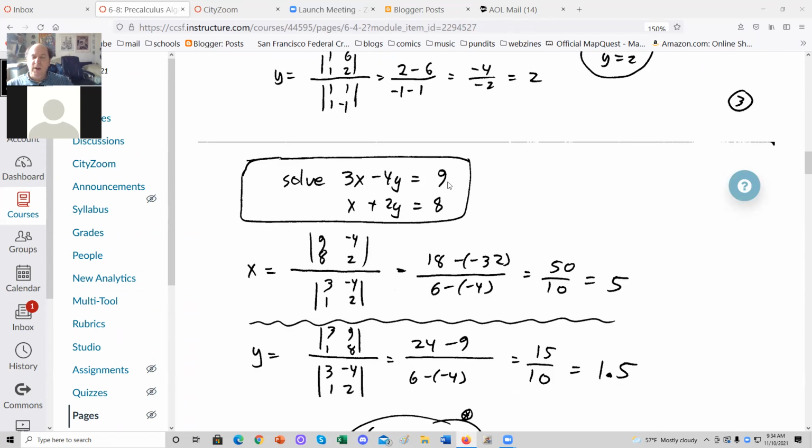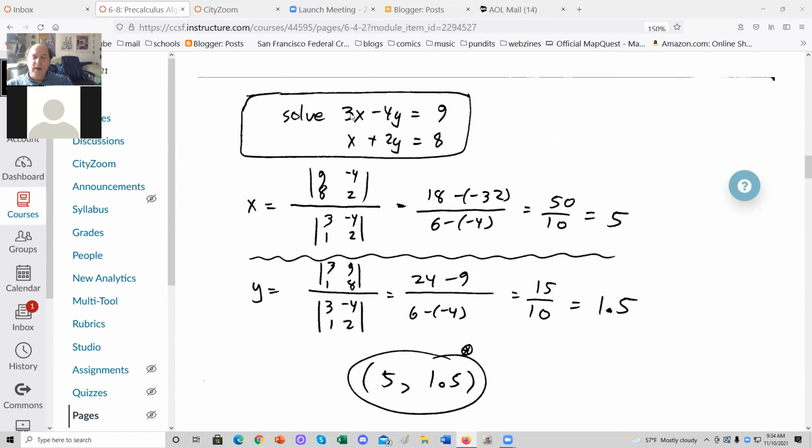Here's 3x minus 4y equals 9, x plus 2y equals 8. So the coefficient matrix is 3, negative 4, 1, 2, which we put here in its determinant. For x, we put 9, 8 in the first column, so we put 9, negative 4, 8, 2. For y, we put 9, 8 in the second column, 3, 9, 1, 8 here.